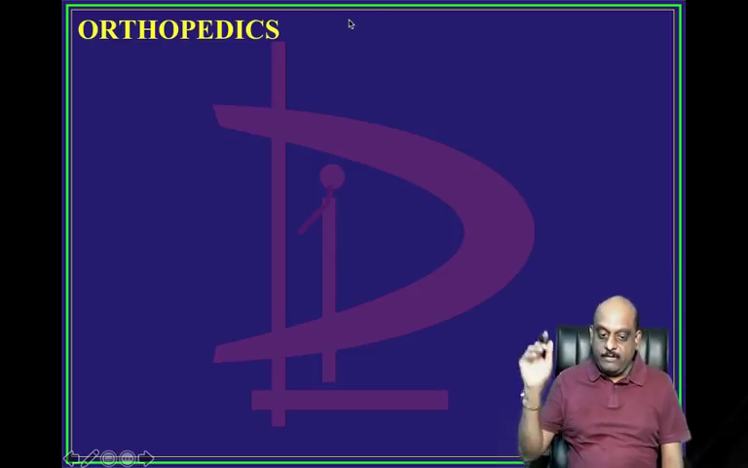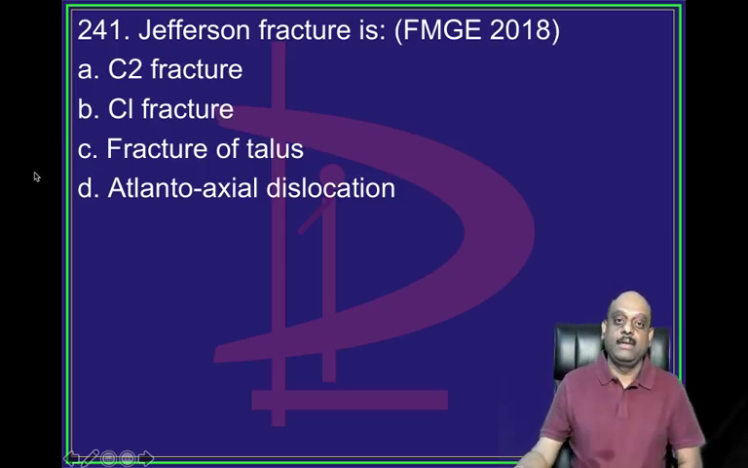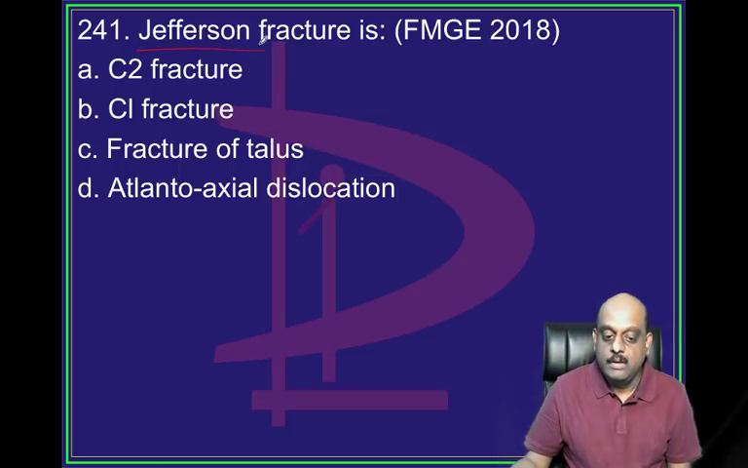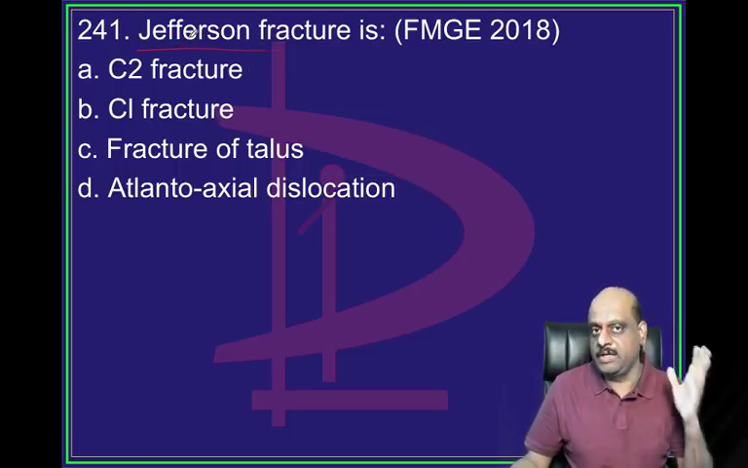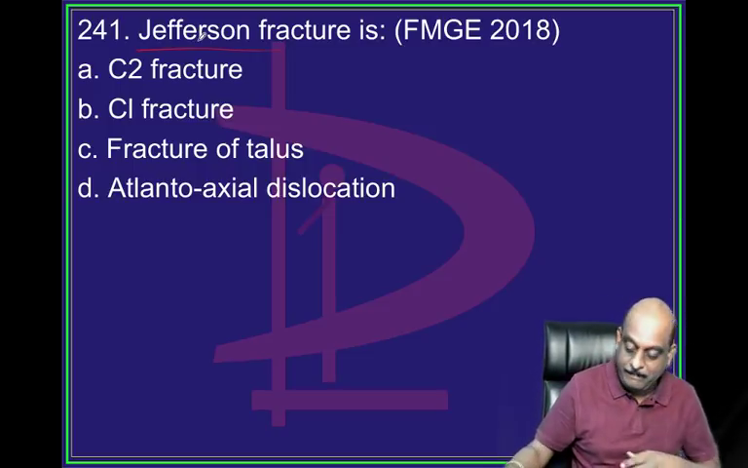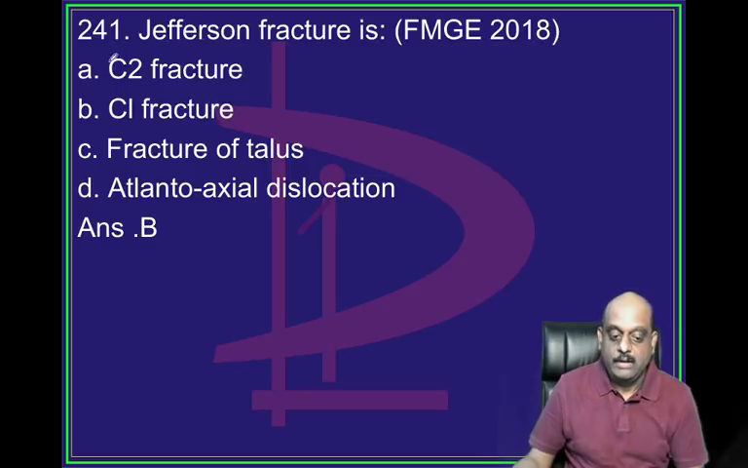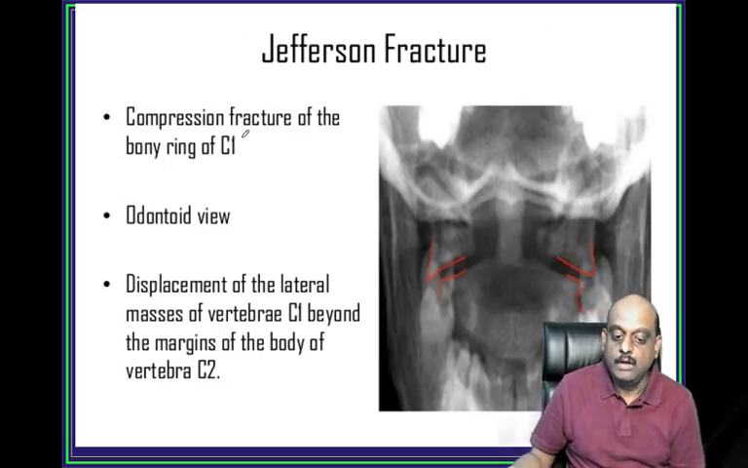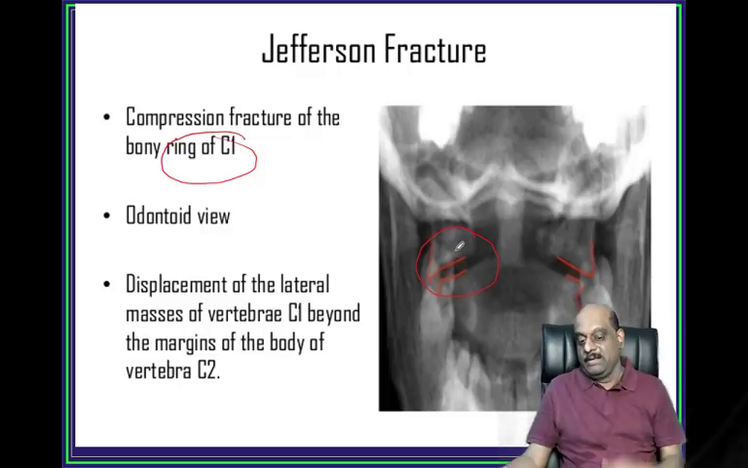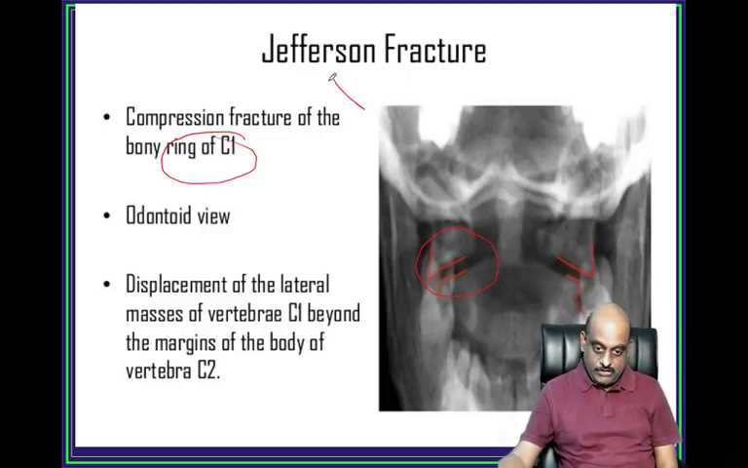So welcome back, everybody. Now, Jefferson's fracture. What is going to be the correct answer? C1 fracture. Compression fracture of the body of the bony ring of C1 is called Jefferson's fracture.